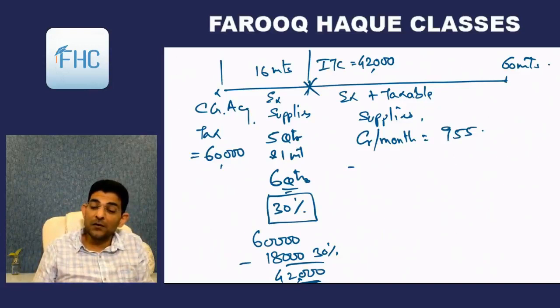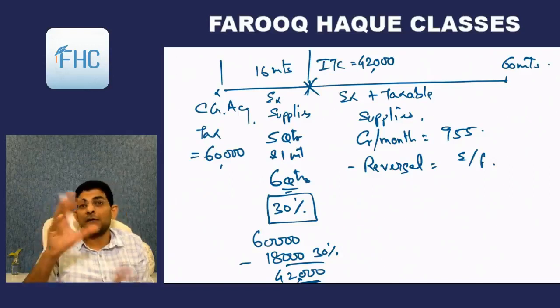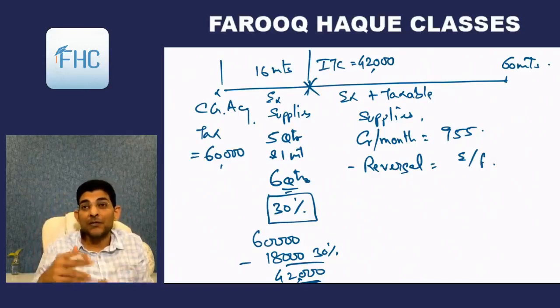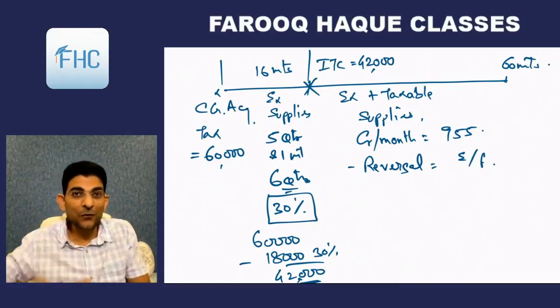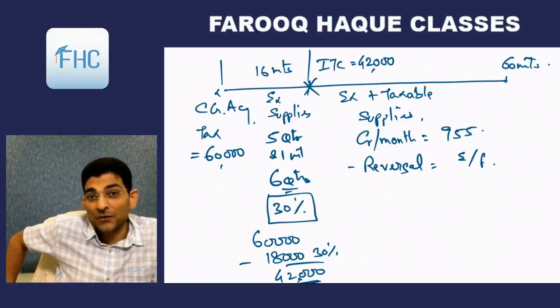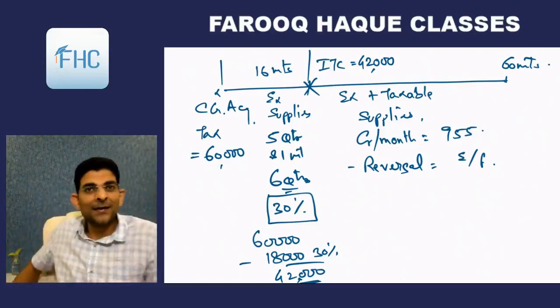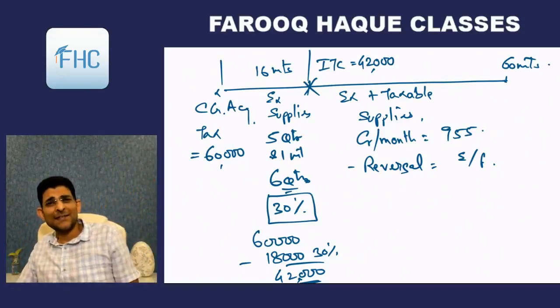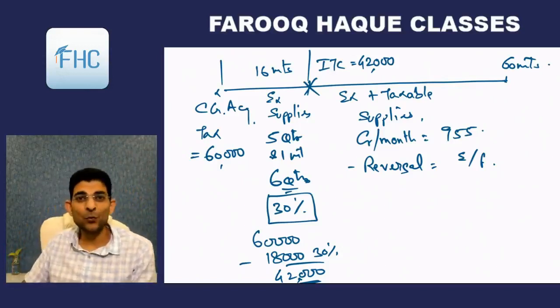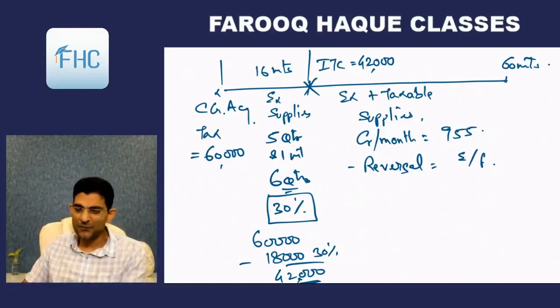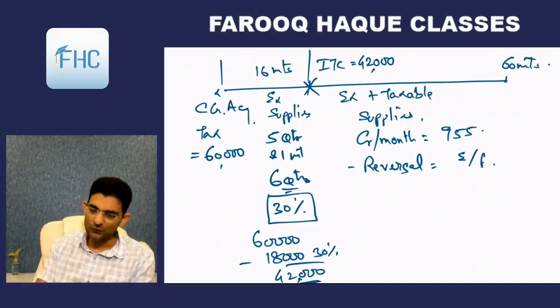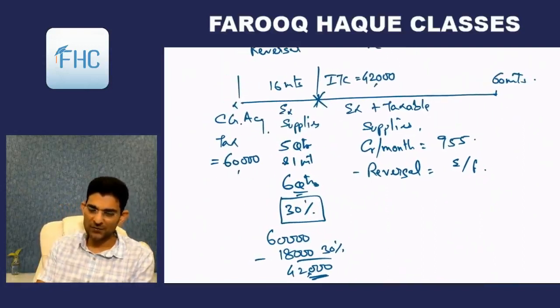Now from this we'll do the reversals every month, E upon F. So whatever is that ratio E upon F, that will be reversed every month starting from this month. Okay, so first you take 42,000 credit and then reverse. So that is the logic of this rule 43. So let's see, or if you want to take this down, then you can take this down.